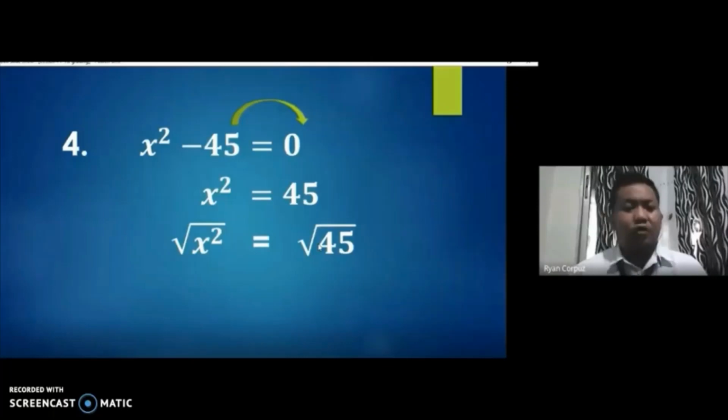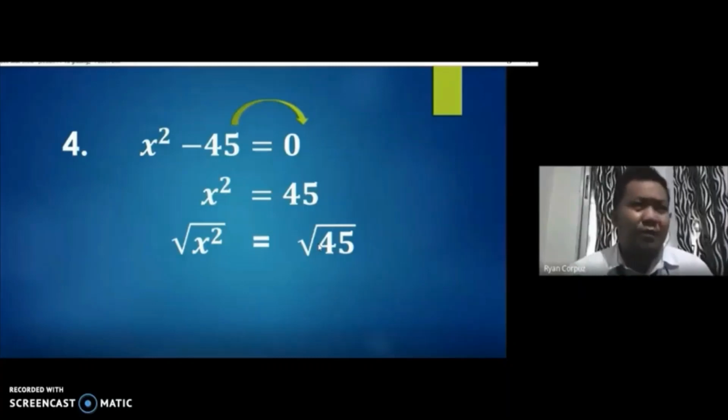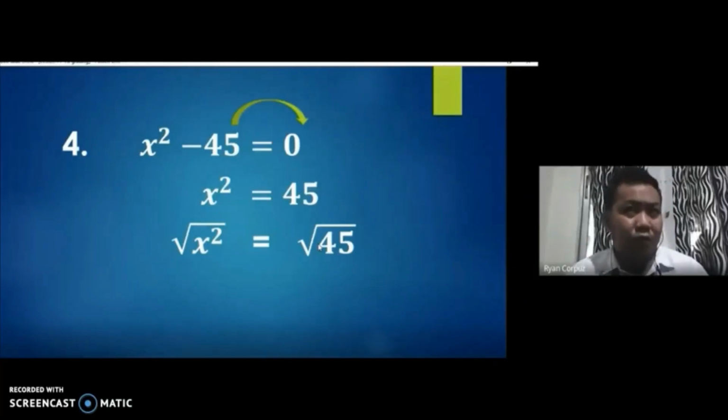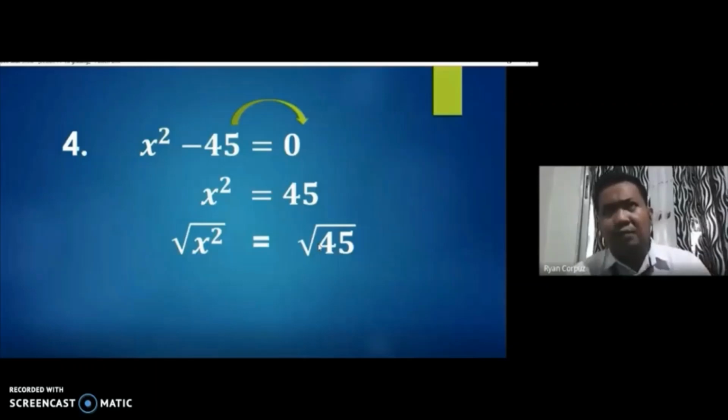So instead, what we are going to do is to get the factors of that number, 45. What are the two numbers that when multiplied, the answer is 45? Ano ba yung mga yun? It can be 15 and 3. But if you look at 15 and 3, both numbers are non-perfect squares.